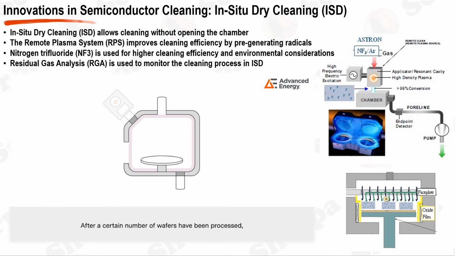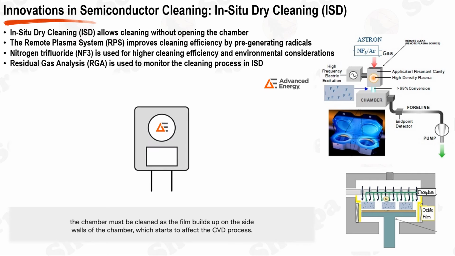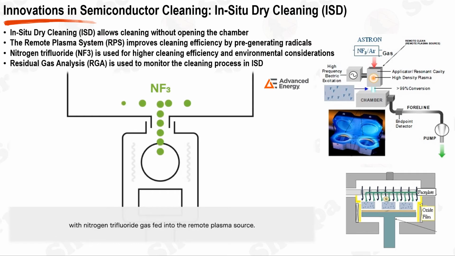In the RPS method, plasma is first created in the RPS. Then, radicals from nitrogen trifluoride (NF3) are generated and flowed into the chamber for cleaning. This method allows the pre-generation of radicals, leading to a higher cleaning efficiency. It results in significant time savings and reduces the risk of parts damage.